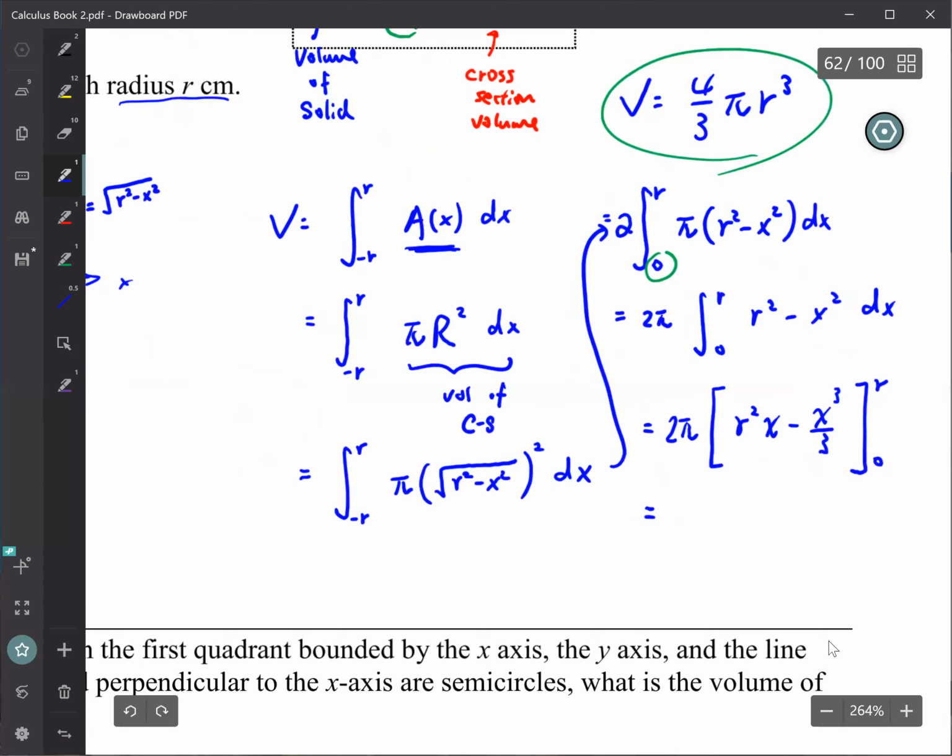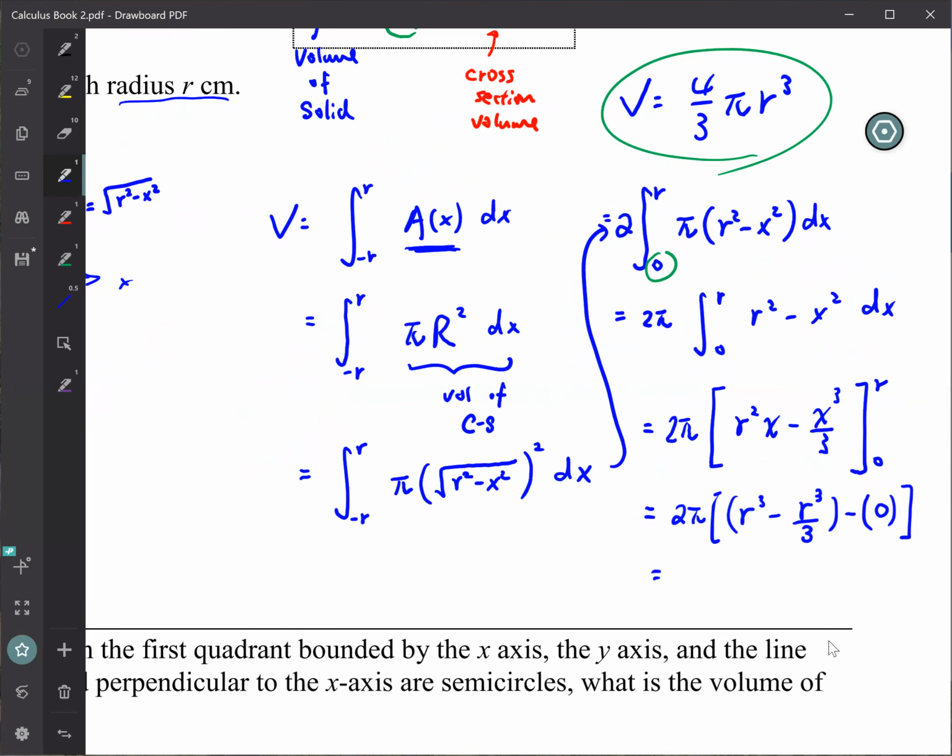Okay, so 2 pi, r goes into x, so that will give you r cubed minus r cubed over 3, right? And then minus, now you need to sub in 0, but then 0 will make everything 0 on the inside, so minus 0, right? So minus 0 doesn't matter. And then you just combine like terms, okay? You should end up with this one.